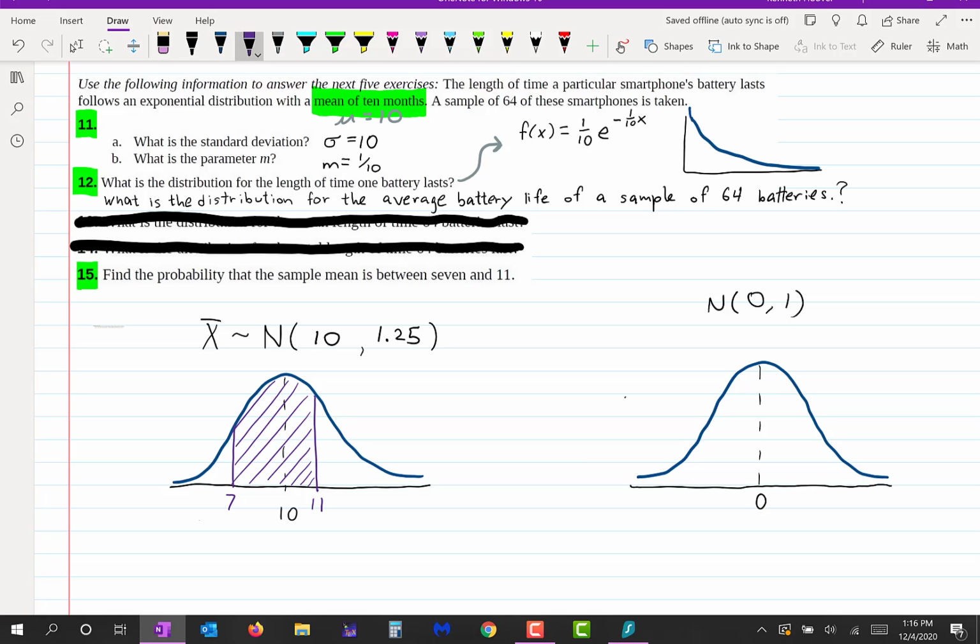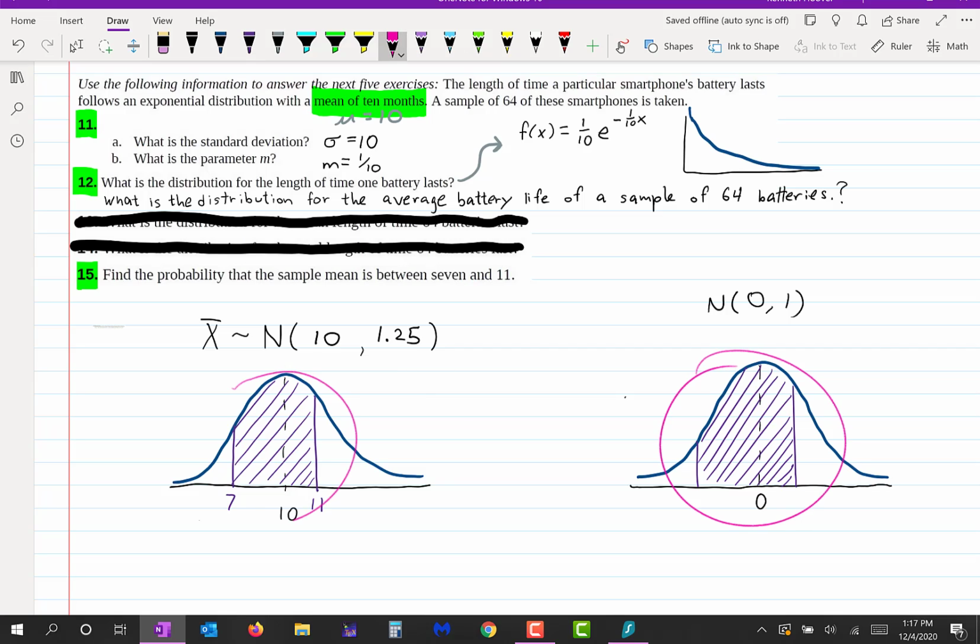Okay, so we are going to look up this area because we have tools to look this stuff up. And whatever that area equals, that's going to be the same as this area, which is the answer for our question.